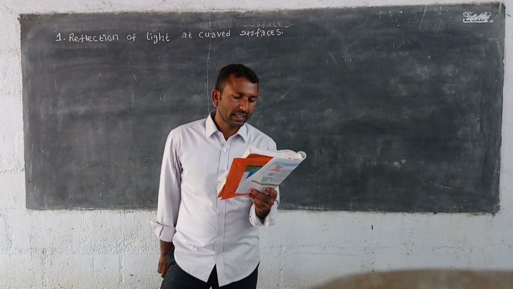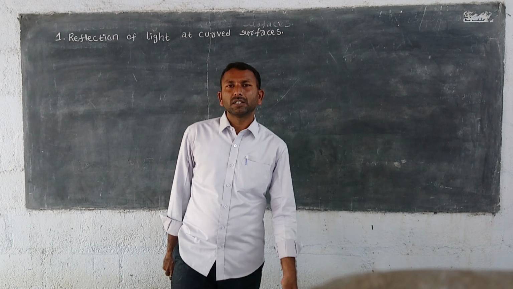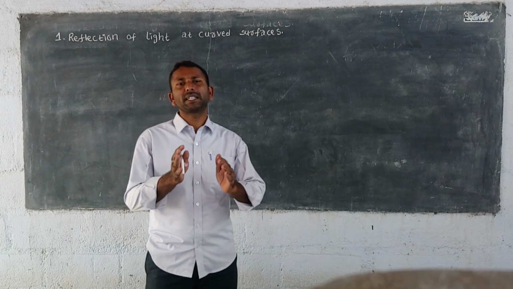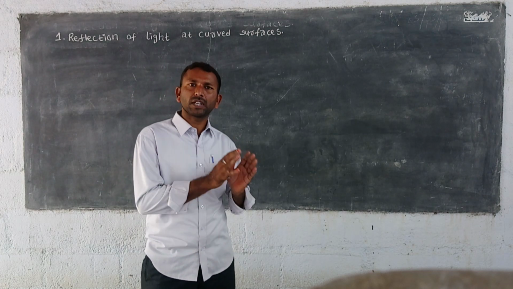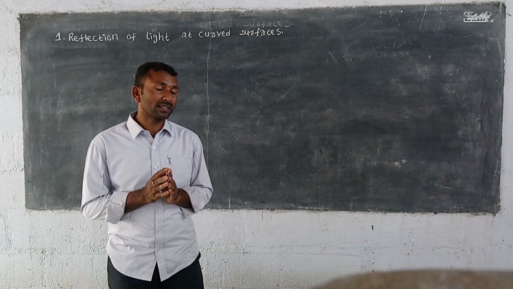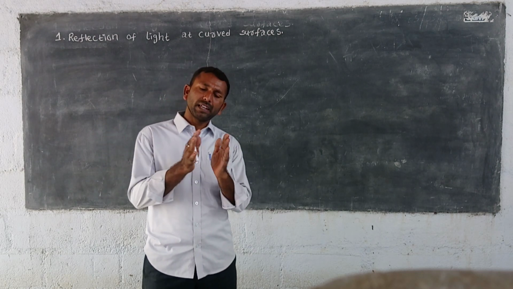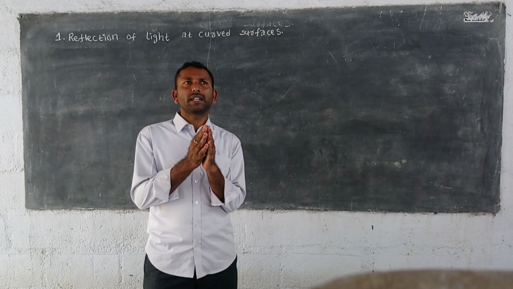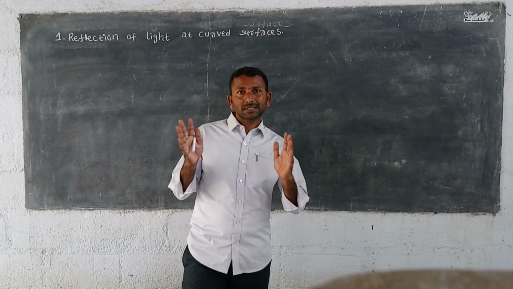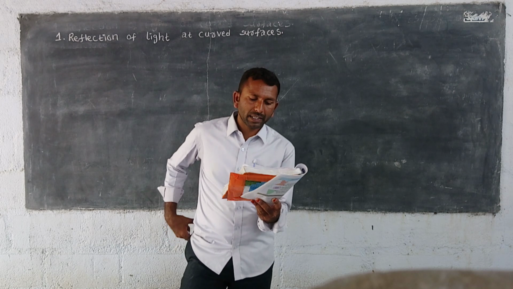We have to learn. Next question: why does our image appear thin or bulged out in some mirrors? In plane mirrors, if you see your image, it will be the same size as you are. But in bulbed mirrors or some other types of mirrors, sometimes your image will be bulged and sometimes it will be thin, that means smaller than your size. Sometimes it appears larger, bigger than your original size. What is the reason for that? We can learn from this lesson.